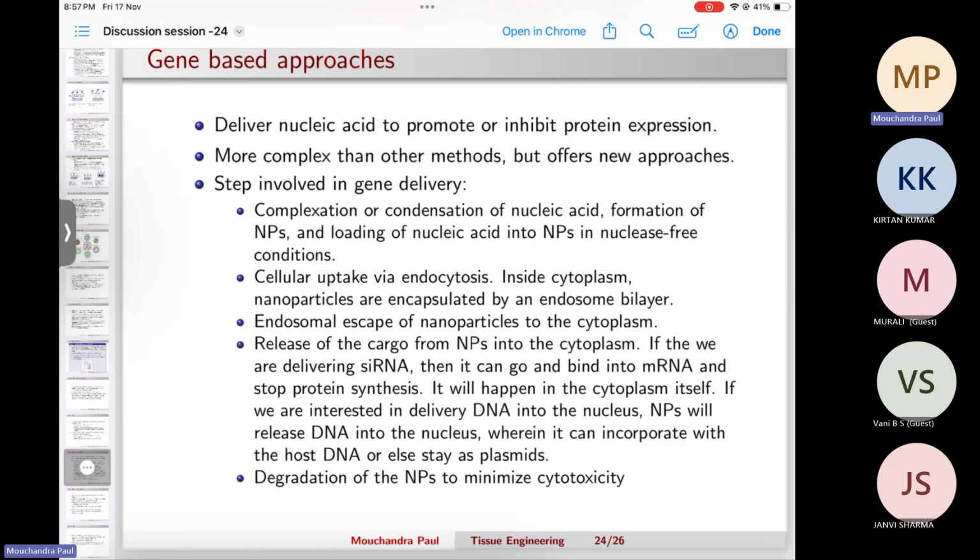Then the nanoparticle, which is loaded with your nucleic acid, has to be taken up by the cells, so the cells have to be made more competent so that they can take up those nanoparticles loaded with the gene. All right. And usually the mechanism that people want to go through is endocytosis. There are other mechanisms as well, so you can maybe search for them. Through endocytosis you can trigger the uptake, meaning entry, of these gene-loaded nanoparticles inside the cell.